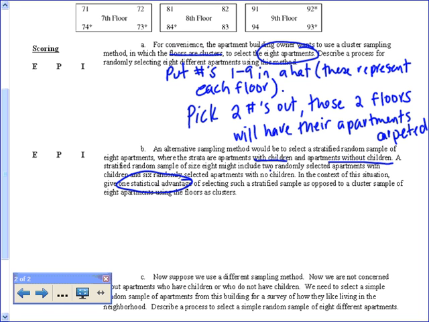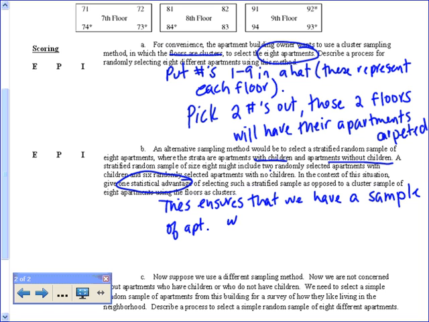Why would we want a stratified sample? Well, this ensures that we have a sample of apartments with and without kids. Why do we want that? Well, we're talking about carpeting. So maybe carpeting will get worn down fast if we have kids versus if we don't. And so we should say that. That's why this is an advantage.